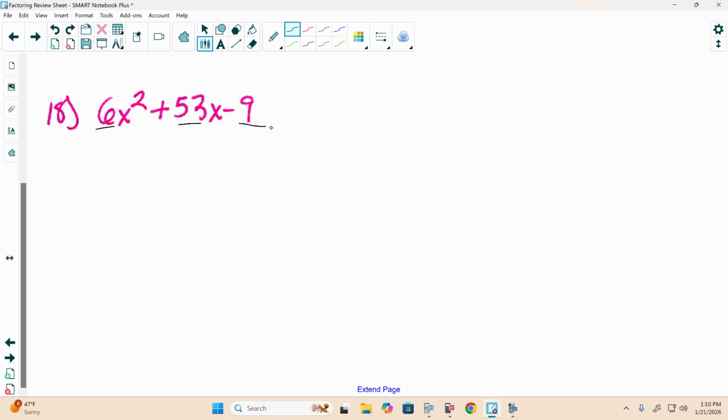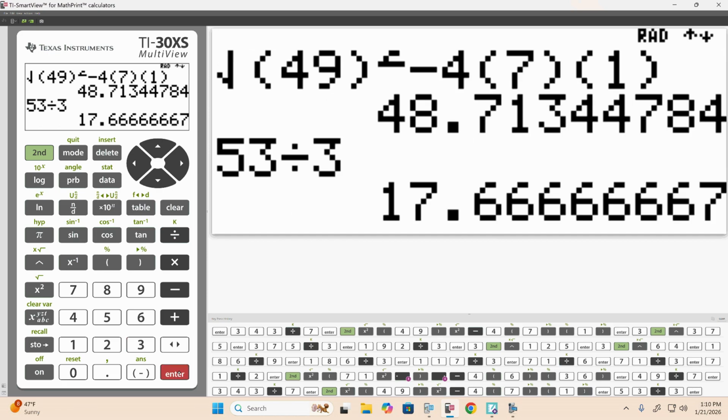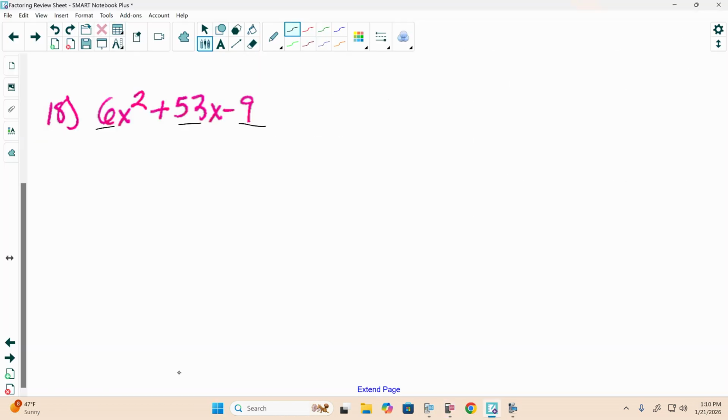Well, what number goes into 6 and 9? 3. That's the only one, yes? So really, all I need to check is whether 53 is divisible by 3. And it's not. So that tells me there is no greatest common factor amongst all three. So we can do our two sets of parentheses with 3 spaces. Now, since our third term is negative, our signs are opposite. One's going to be positive, one is going to be negative.